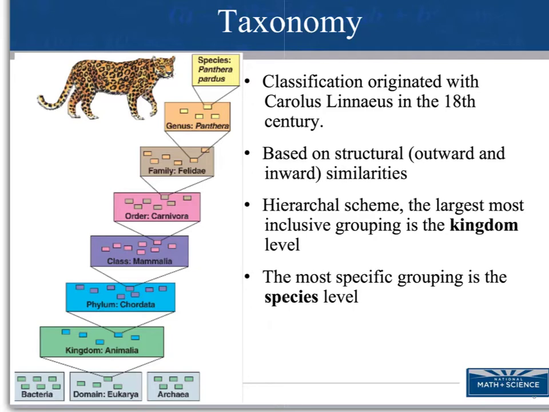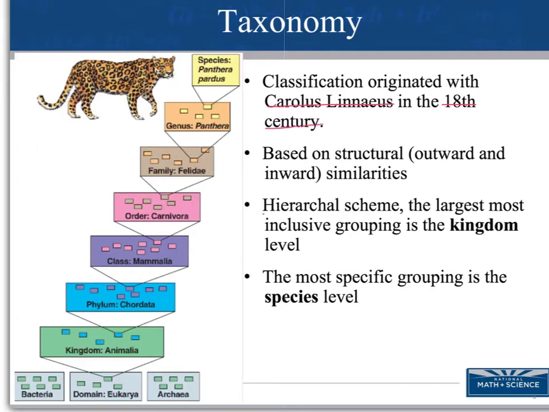So taxonomy and classification is what I like to refer to as naming and sorting. Taxonomy is all about naming the organism, so that's how we come up with scientific names. And classification is all about putting them into groups based on some structural similarities. Those similarities can be both inward and outward, so internal and external. The system itself was came up with by a guy named Carolus Linnaeus, and that happened in about the 18th century, so this has been around for a really long time.